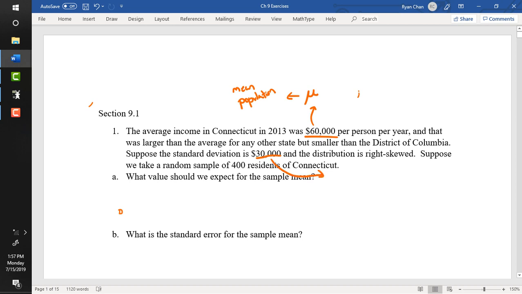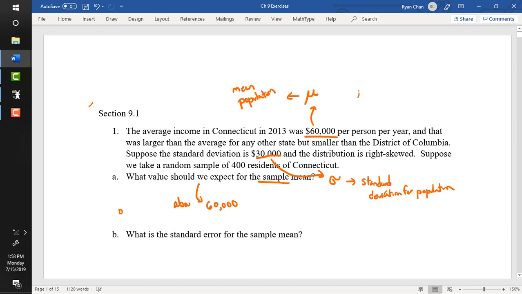We have to be careful here. There are two standard deviations: there's S and there's sigma. We're going to use sigma because this one is talking about the standard deviation for the population. So what value should we expect for the sample mean? We expect 60,000, because that's the mean of my population.